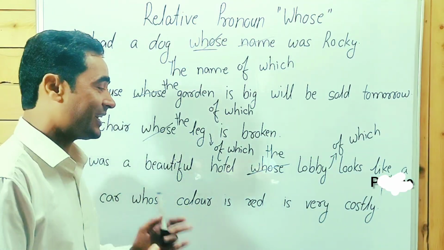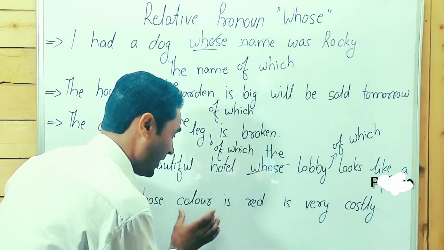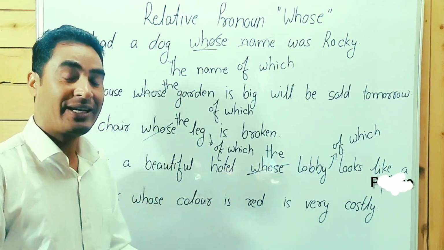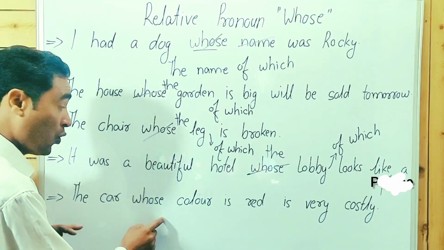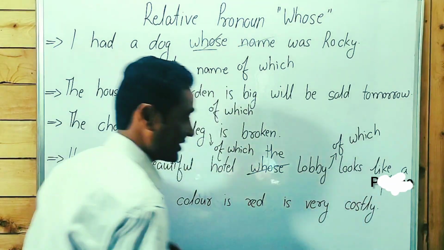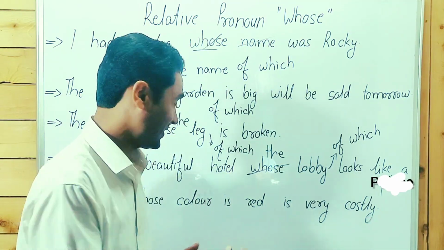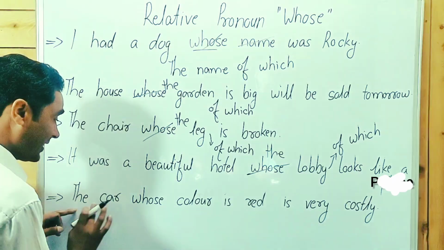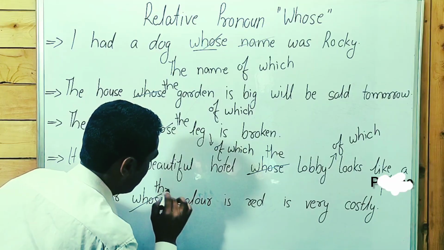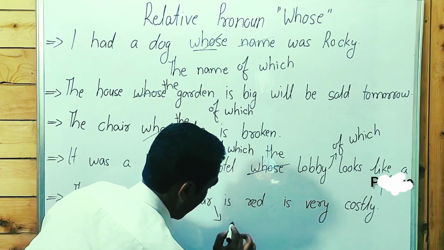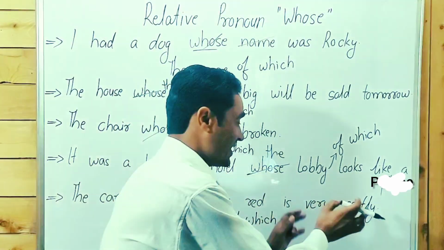The car whose color is red. Guys, color and colour, both spellings are correct. One is British and the other one is American. The car whose color is red is very costly. It's an incorrect sentence when we talk about formal English and competitive examinations. Not whose, the color of which.